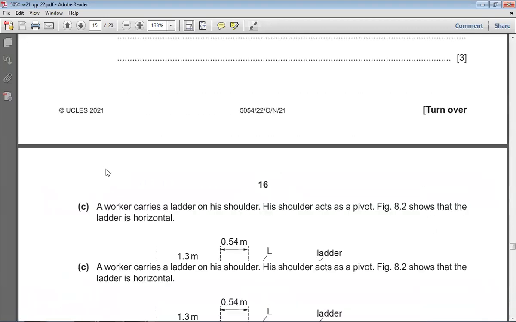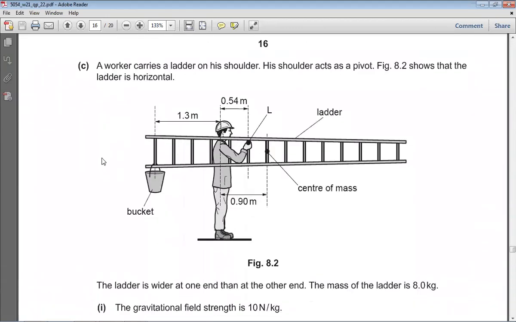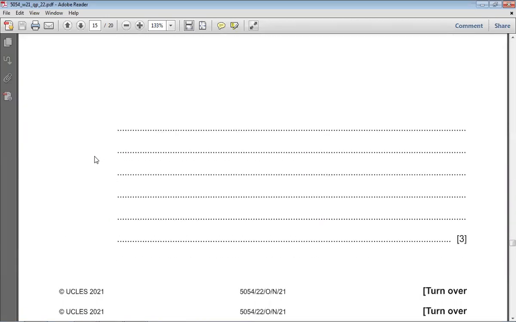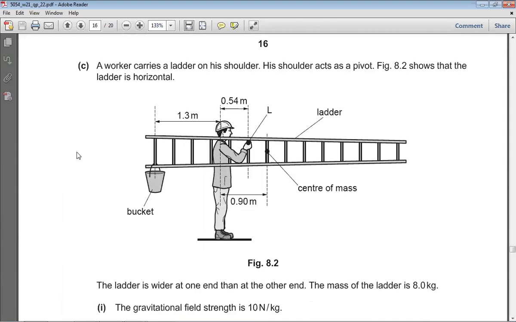So that was question number 8B, the second part. Now we are moving to another question. It says a worker carries a ladder on his shoulders. His shoulder acts as a pivot. So his shoulder here is acting like a pivot.